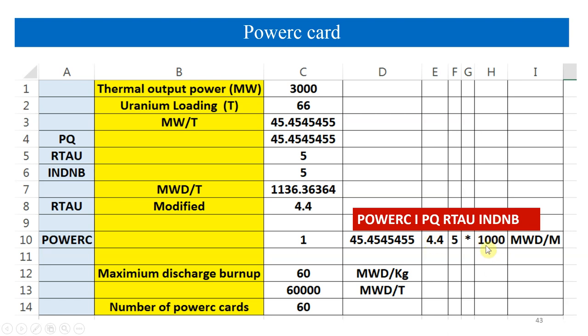This number is clear. For how many steps? This is for step 1. How many steps do I need? I should think about the maximum discharge burnup from the core. If it's 60 megawatt day per kilogram, I can convert the units into per metric ton. So it will be 60,000 megawatt day per metric ton. And this will give me 60 repeated steps of this kind.